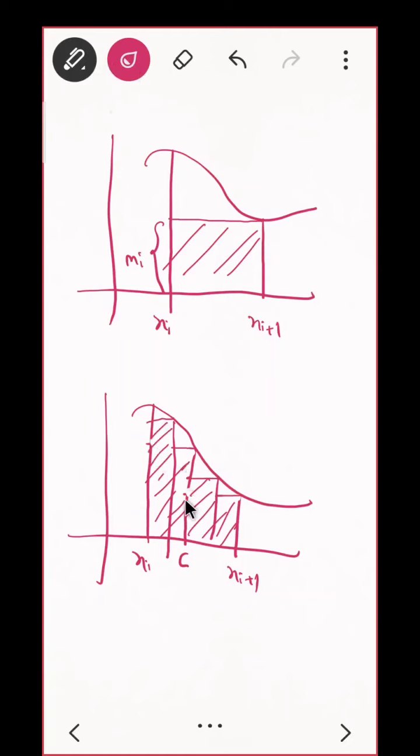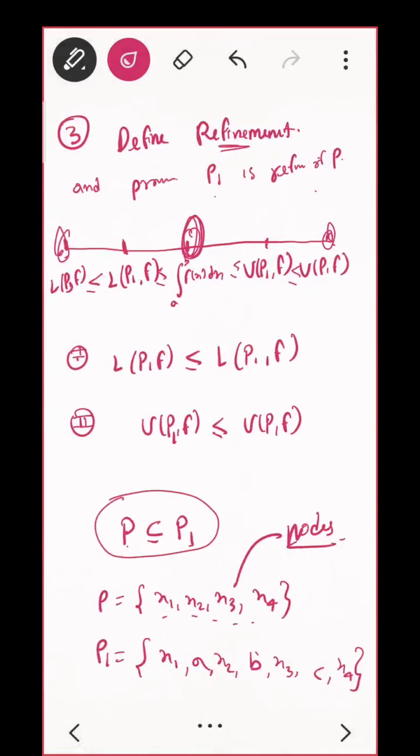Can you see that? As I am increasing my nodes, I am going much closer to my actual area. And I talked about LPF. Do you see that? In this case, this is LPF, and this is LP1F. Correct? So do you see what you have to prove? LPF is less than or equal to LP1F. That is what I wrote here. That is graphically clear to everyone?